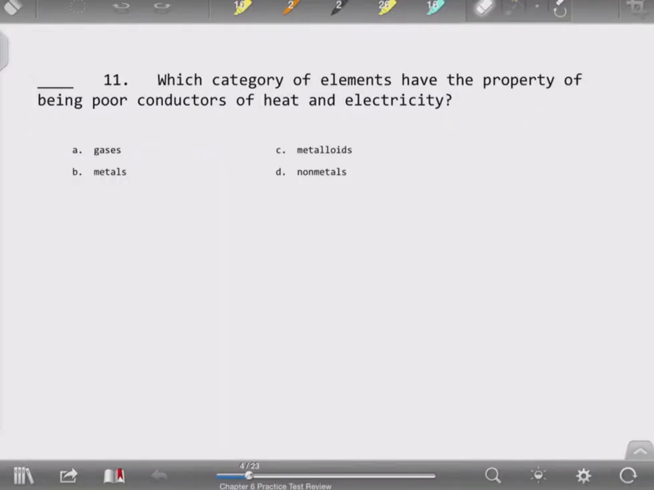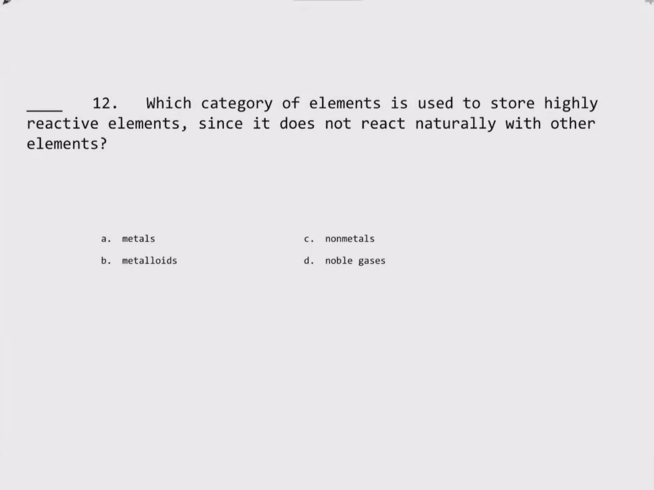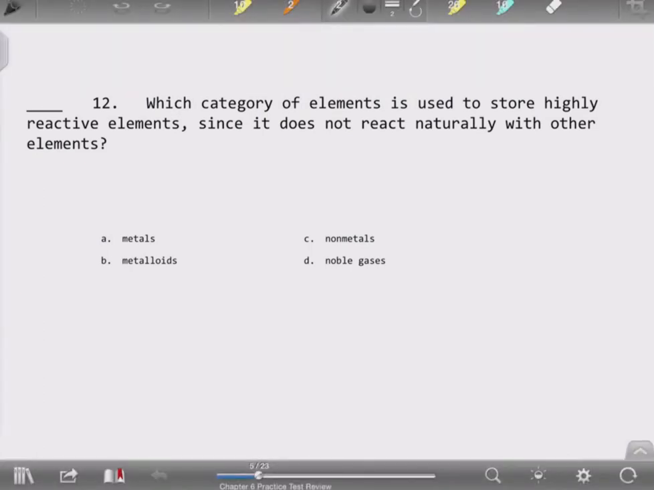Poor conductors of heat and electricity, that would describe the type of elements called nonmetals. D, nonmetals. For storing highly reactive elements, you want something that doesn't react with other elements, and the group of elements that does not react are the noble gases.